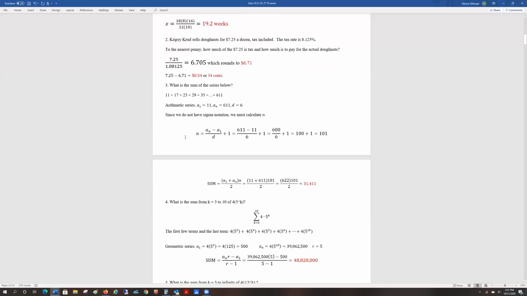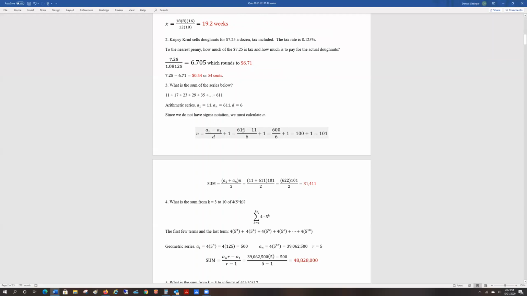So what we got to do is use the formula to calculate the number of terms. And here it is. The last number, a sub n, minus the first number divided by d, not divided by 2, divided by d, and then plus 1. Then in this problem, of course, that's 611 minus 11, that's 600, divided by 6.